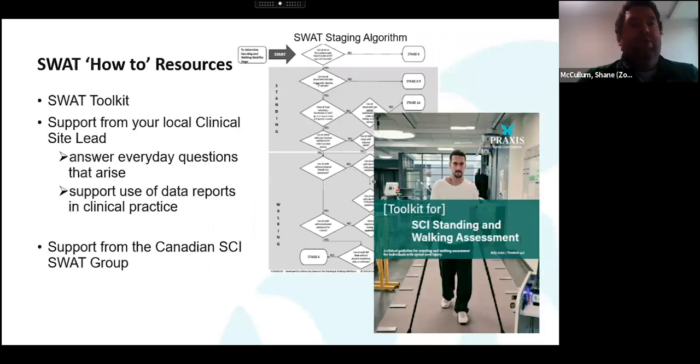Just to point out a few resources that we find helpful at our center. There's a SWAT toolkit, which was developed by Praxis, and I believe Chris said that they're revising it right now with a new toolkit. So this includes all of the stages and the descriptions that I mentioned earlier, and what is required for each stage. It will also have the algorithm that you see in the background here, with the checklist to go through to see what stage they're at.